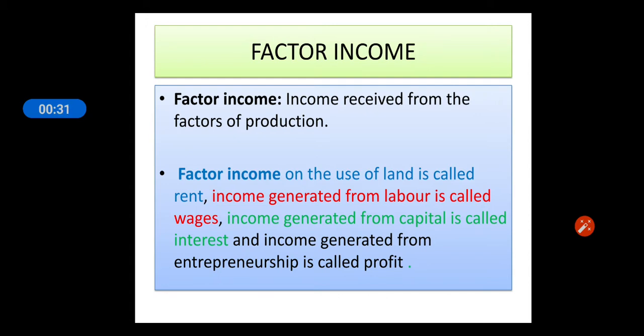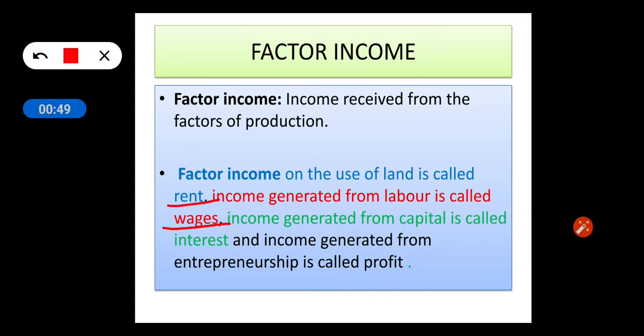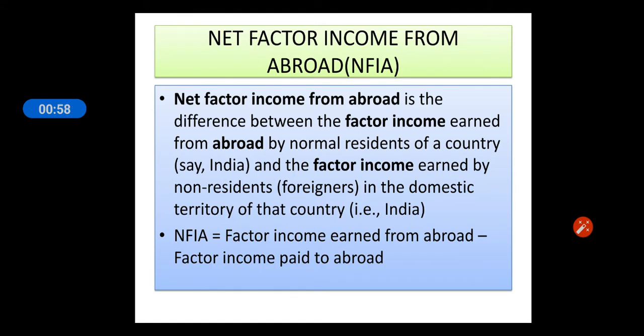So factor income on the use of land is called rent. Factor income on the use of labor is called wages and salaries. Factor income on the use of capital is called interest. And factor income on the use of entrepreneur is called profit. Okay, so your rent, wages and salary, interest, and profit are your factor incomes. Okay, so now let's talk about net factor income from abroad.